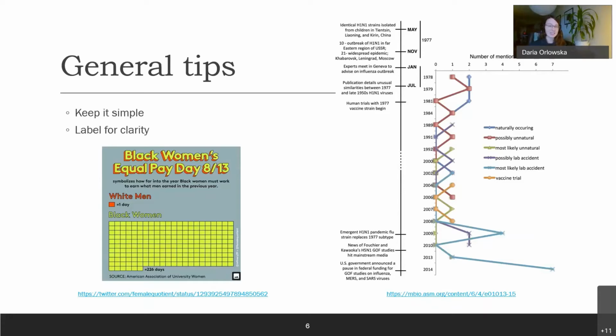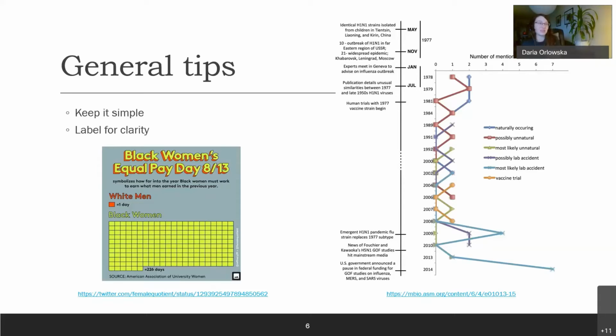Unfortunately, it's not exactly clear what's going on here. Is it that Black men must work one day in order to make what they made in the previous year, and Black women need to work 226 days? Or is it 366 days for white men and 365 plus 226 for Black women? So it's very important when you're creating visualizations to do a sanity check and make sure that the way you're presenting data is actually clear and that you're not creating extra text that will confuse your audience.